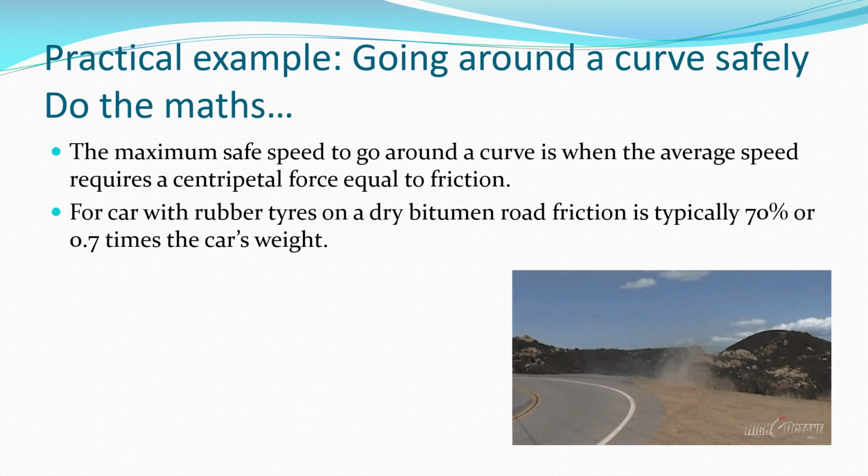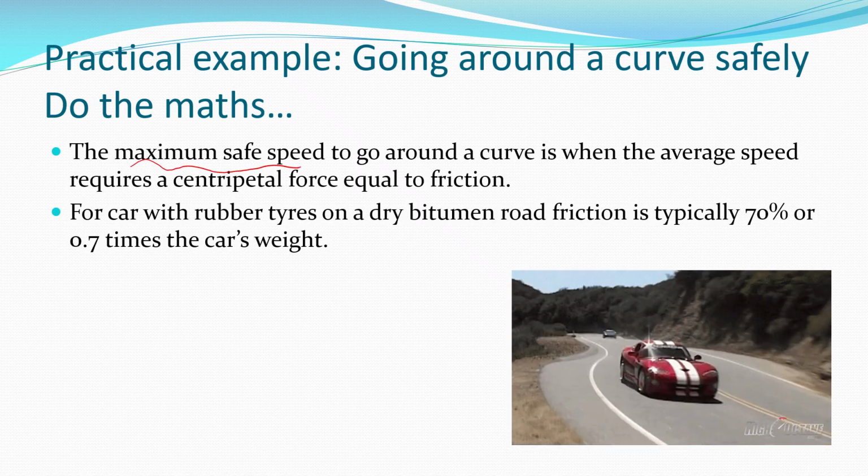So when we think about a maximum safe speed to get around a corner, it usually is some sort of average speed that is then equal to the friction with the road. For cars with rubber tyres on a dry bitumen road, the friction is typically 70%, or 0.7, of the car's weight. So the force of friction is usually around its weight. And what do we do to work out the weight? It's the force of gravity. And what's that one? Mass times gravity. So in this scenario, it would be 0.7 times that amount.